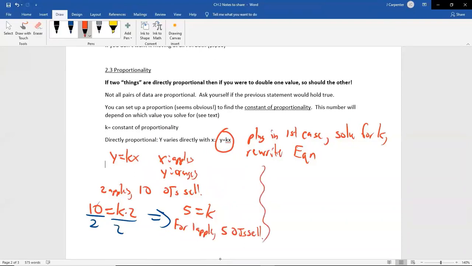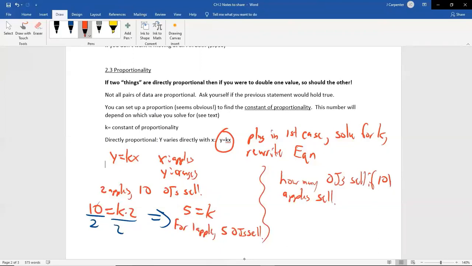So then what I could do after that is say, well, how many oranges sell if 101 apples sell? All right, so we had a really small store initially. We only sold 2 apples and 10 oranges. A year later, we've expanded our store. We're a grocery store now, and we sold 101 apples in one day.